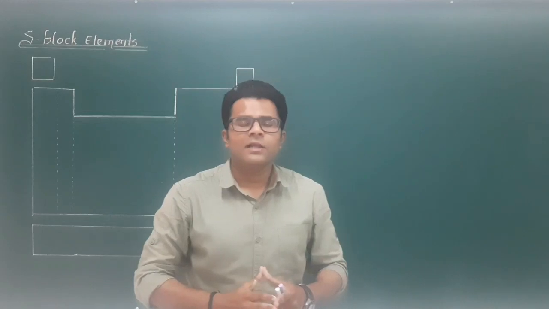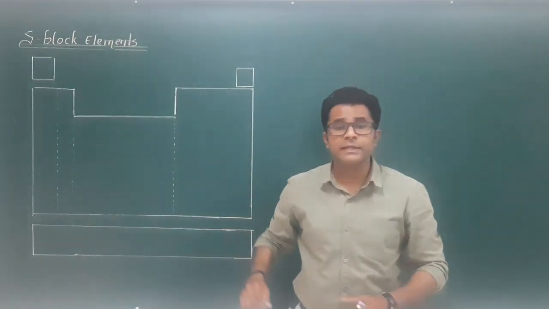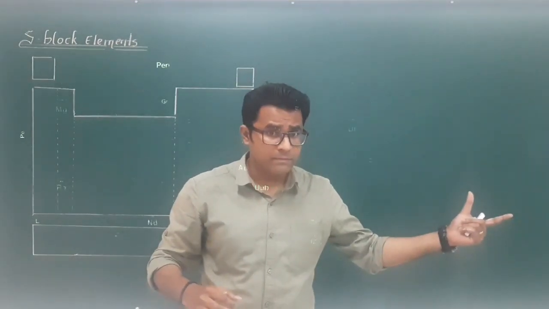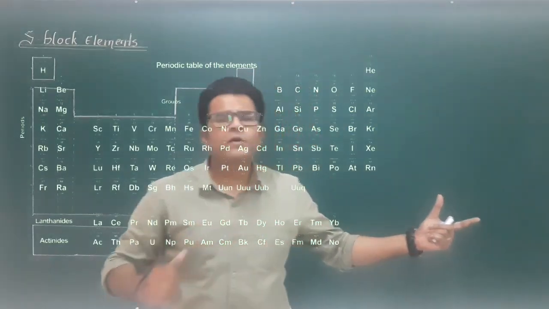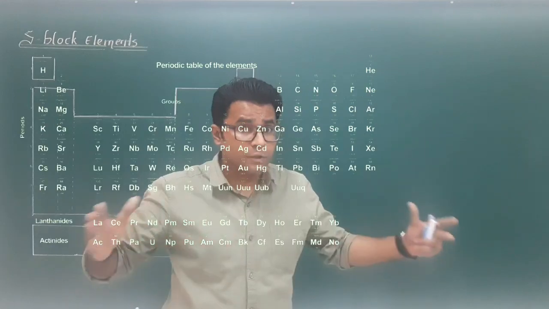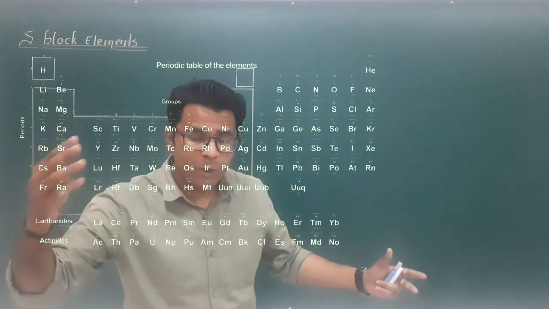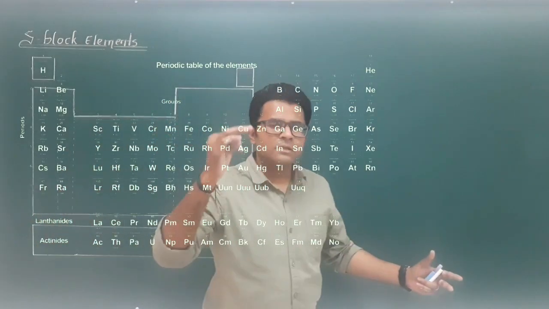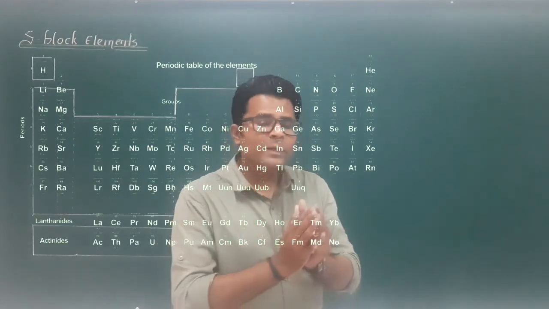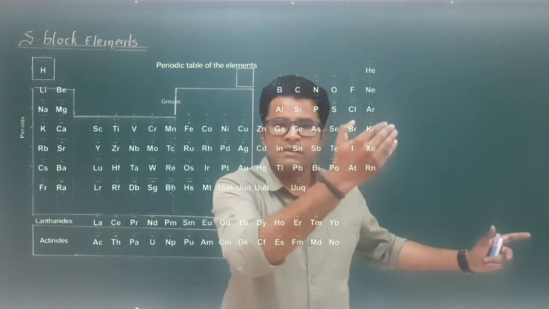So, hello everyone and welcome to the next chapter, and it is going to be the S block elements. We have already seen about the periodic table, right? In this periodic table, the elements are differentiated into different groups, such as the S block, P block, D block and the F block elements.